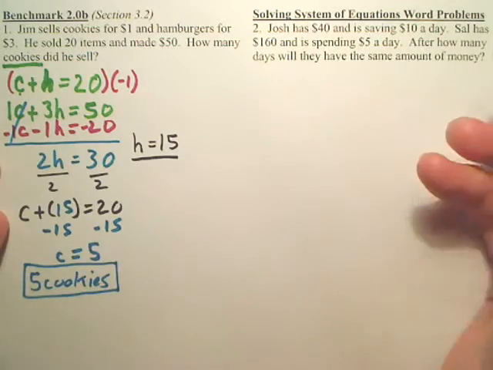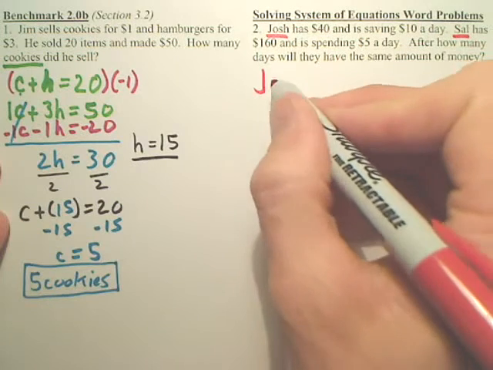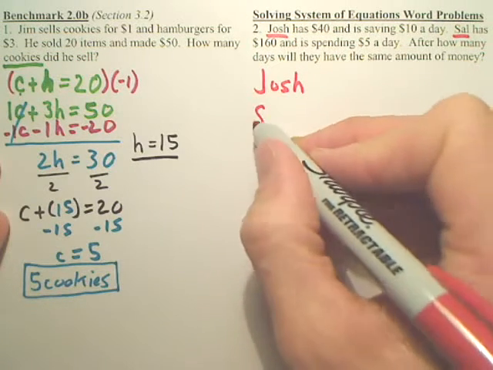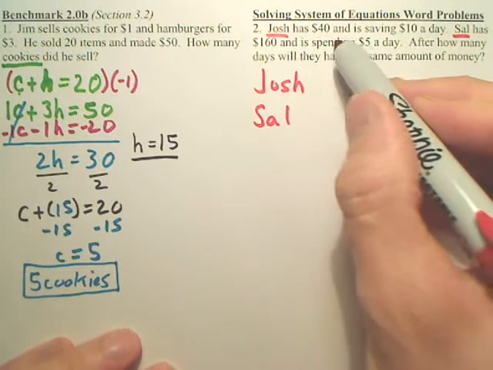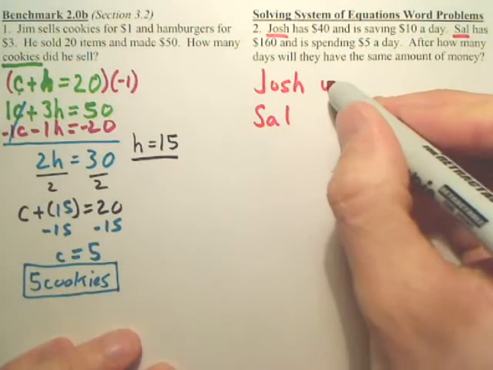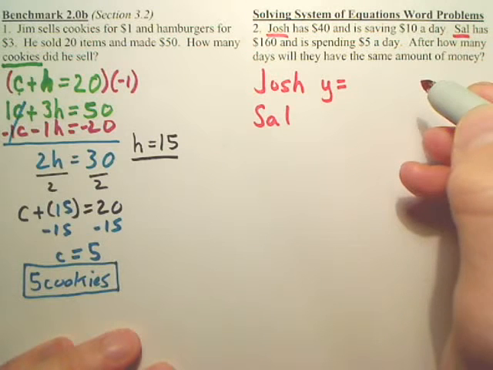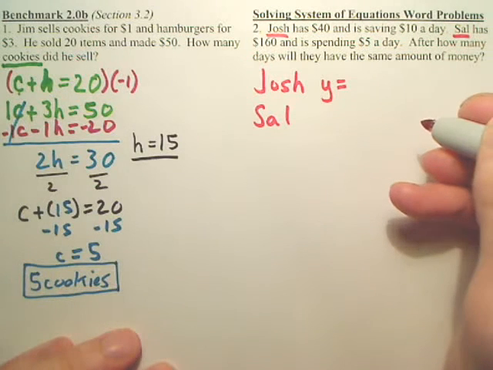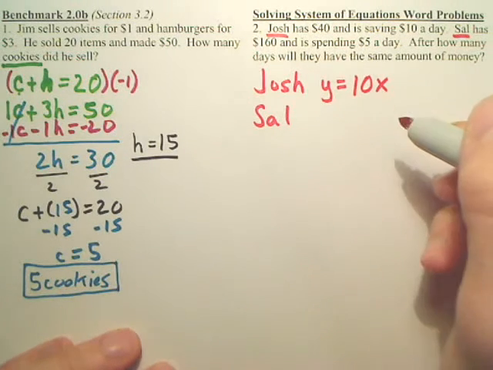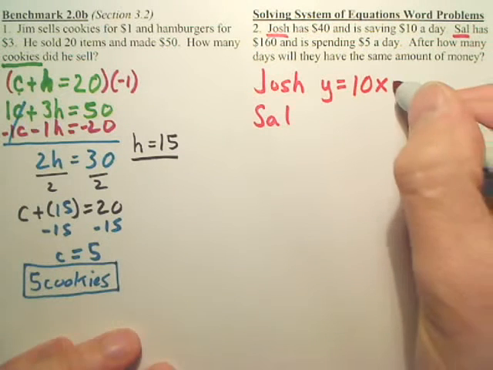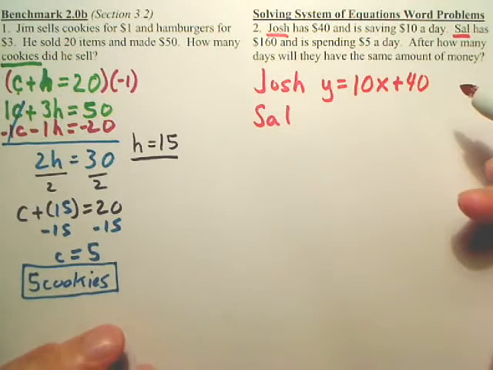Number 2. We have two people. We have Josh and Sal. So we have Josh and Sal. They both have different scenarios. Josh has $40, so it's one of these y equals mx plus b form. He has $40 and he's saving $10 a day. So he's growing by 10. So his rate is 10. X basically represents days. And he's beginning with 40. He has 40 saved.